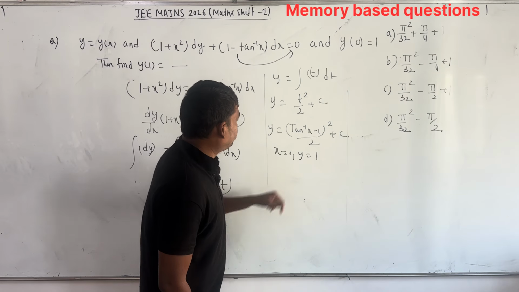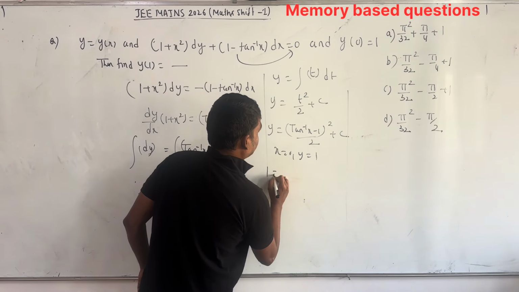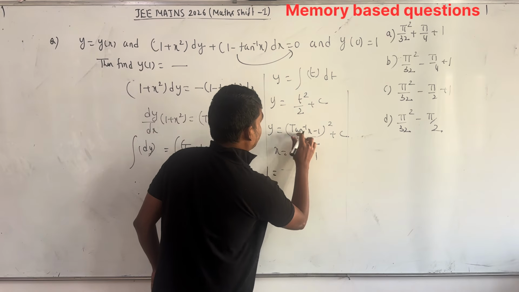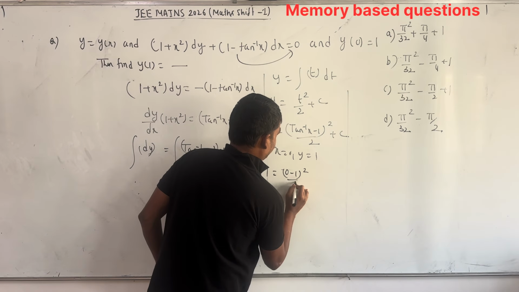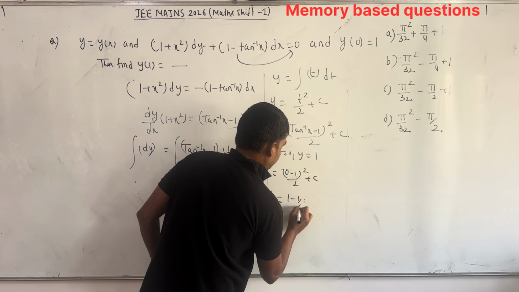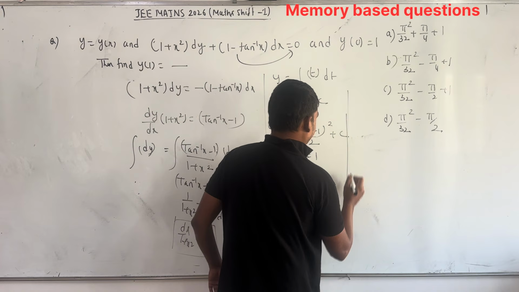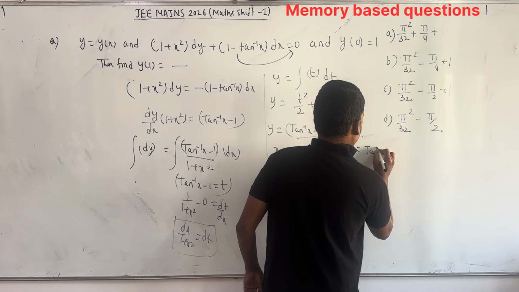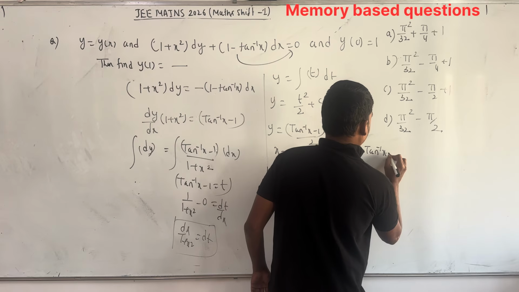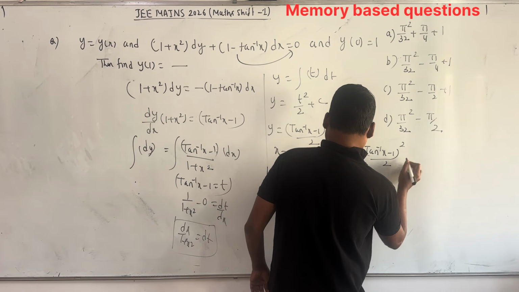Substitute x equal 0, y equal 1. We get y equal to 1, x 0, tan inverse of 0, (0 minus 1) whole square by 2 plus c, c equal to 1 minus 1 by 2. We got c value as 1 by 2. So we got y of x equal tan inverse of x, minus (x minus 1) whole square by 2 plus c value 1 by 2.